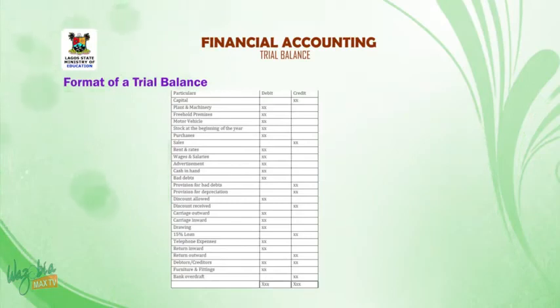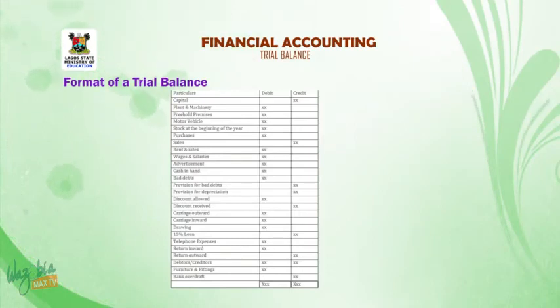Bad debts that is written off is like an expense, and so is taken to the debit column of the trial balance. Provision for bad debts is a provision, is credited to the credit column of the trial balance. Provision for depreciation is also a provision, is taken to the credit column of the trial balance. Discount allowed is an expense, is taken to the debit column of the trial balance. Discount received is an income and is taken to the credit column of the trial balance.